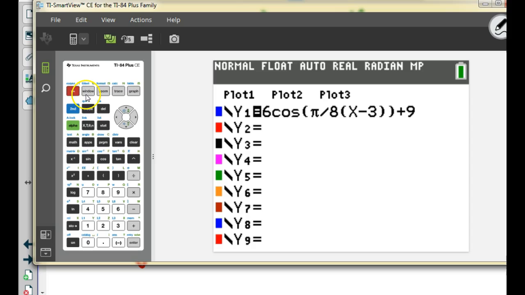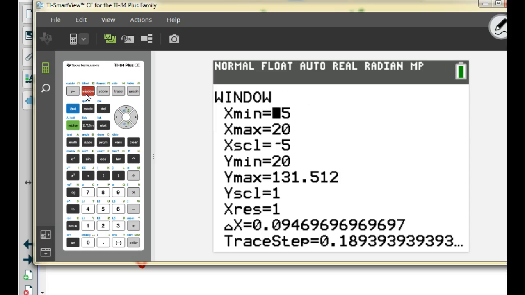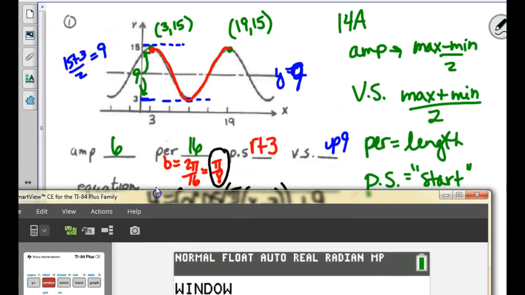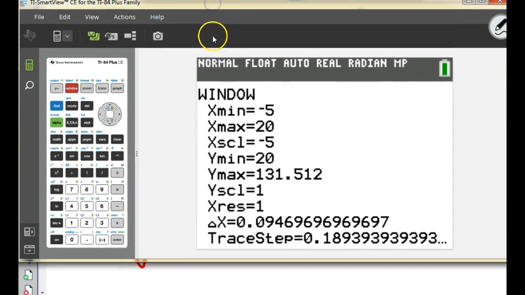No, because I wanted my window to match what they had. And they're like negative something out to 20. They don't actually have negative y, but yeah, I did this wrong.